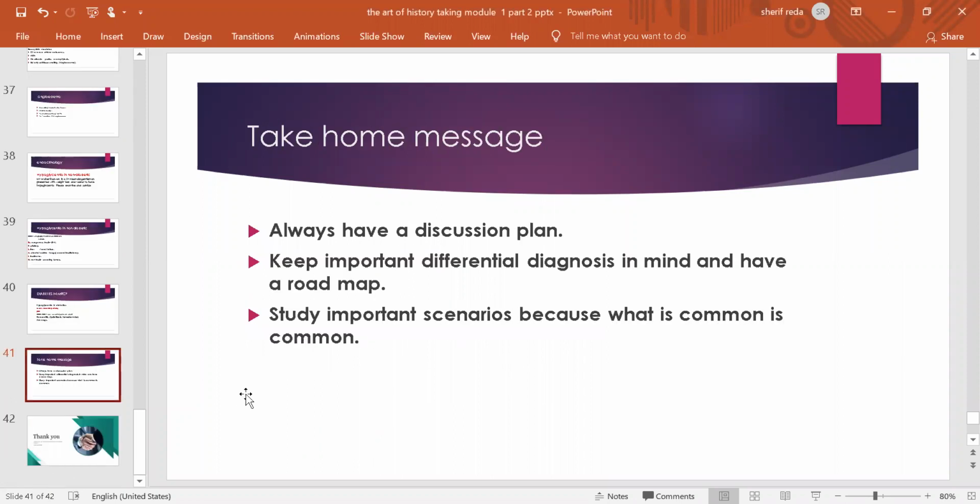So this is the end of this talk and the end of our lectures today. My advice for you is always have a discussion plan. Keep important differential diagnoses in mind and have a roadmap. Study important scenarios, because what's common in the scenarios is common in real life.